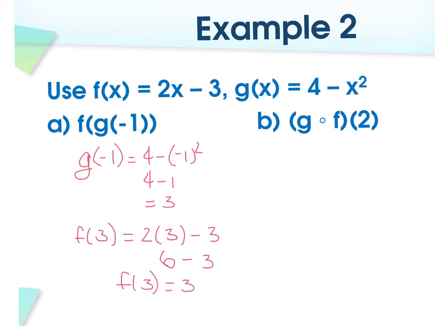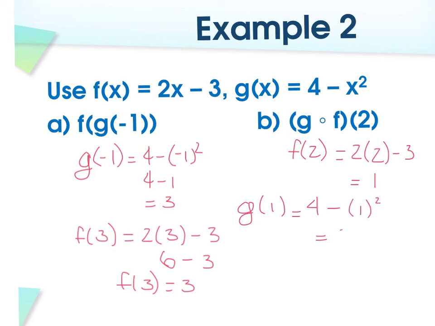We can do similar here, or I could find g of f of x and then plug in 2. I'll show you both ways. So let's do f of 2, and then whatever I get, I'm going to plug into g. So I'm going to do f of 2 first. So 2 times 2 minus 3, so that's 4 minus 3 is 1. And now I'm going to plug that into g. So g of 1, 4 minus 1 squared, and that's 3.